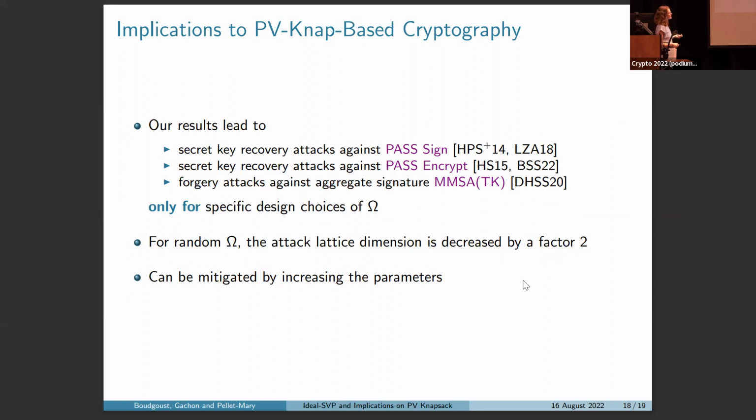and also an aggregate signature scheme. Our algorithm actually leads to quite severe key recovery and forgery attacks, but only if the omega is this specific, like very specific design choices. If the omega is random, then we can only do those distinguishing attacks that halve the lattice dimension of the attack. And of course, this can easily be mitigated by increasing the parameters.